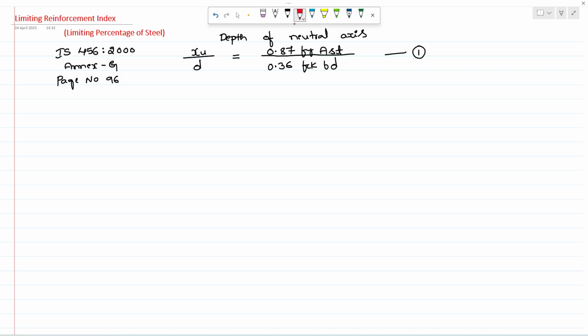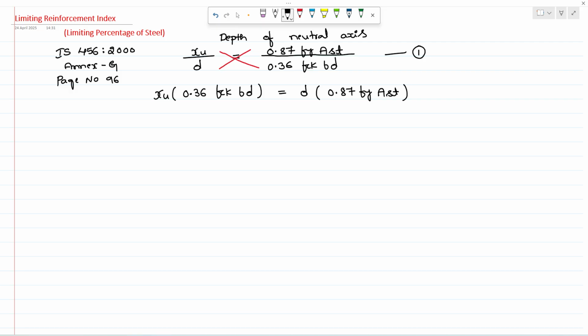So rearrange the terms and simplify equation number 1. I will cross multiply these two. So it can be simplified as Xu multiplied by 0.36 fck bd, which is equal to d into 0.87 fy Ast.